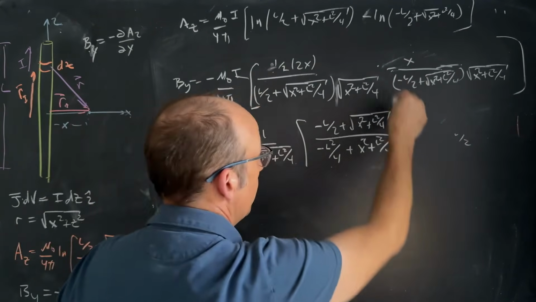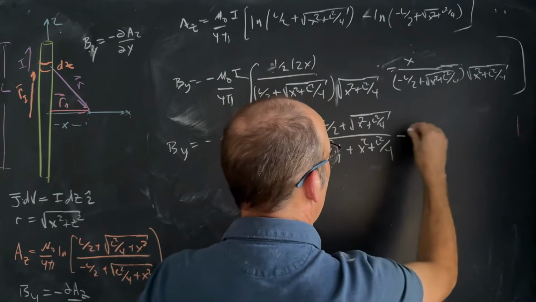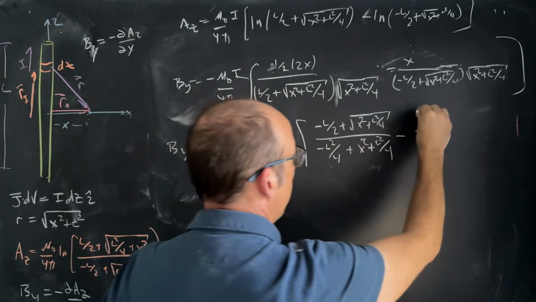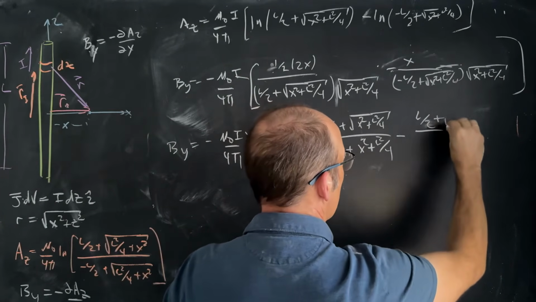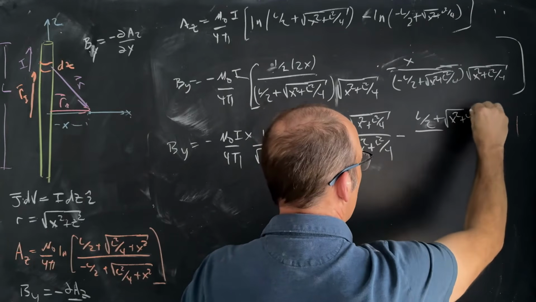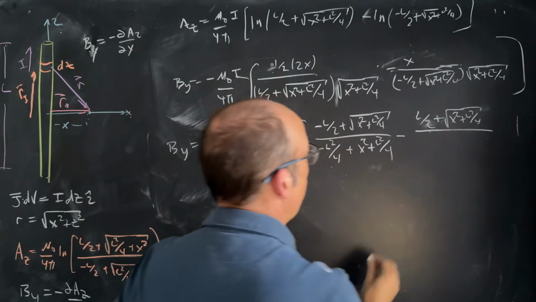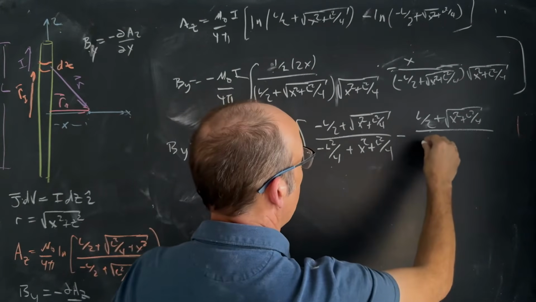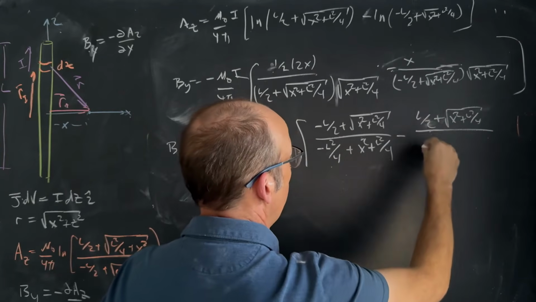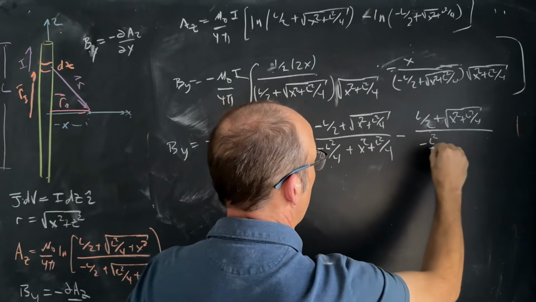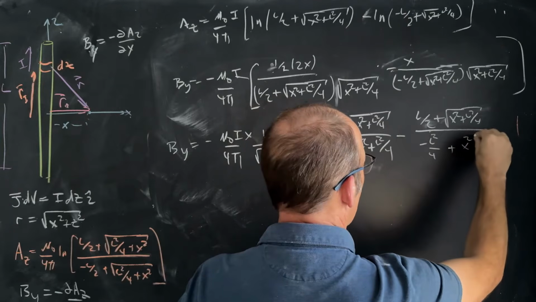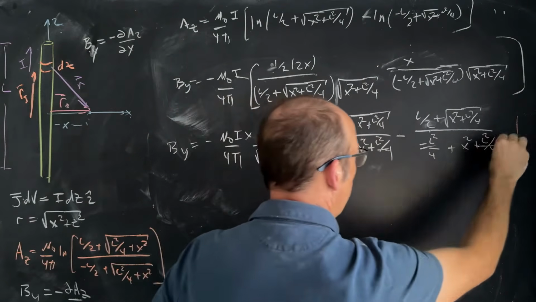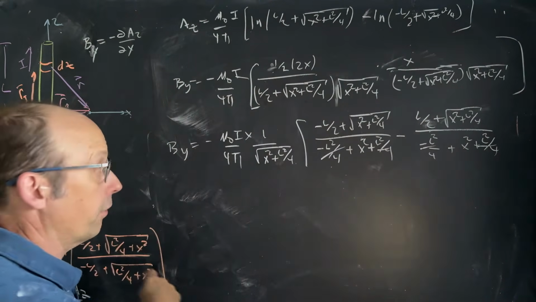Okay. And then this one is going to be very similar. Negative x, I factor that out. I'm going to get L over 2 plus the square root of x squared plus L squared over 4, all of that over, are you getting tired? I'm getting tired. Over, again, minus L squared over 4 plus x squared plus L squared over 4. So right here, cancel, cancel, cancel, cancel. That's nice.